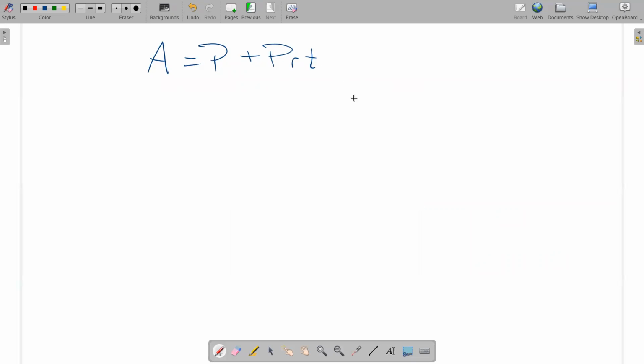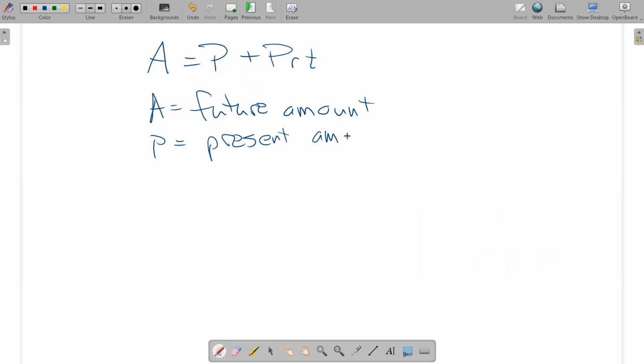So I just want to play with this formula a little bit and explain what it means. So A here is a future amount. And we'll see how this gets to factoring in just a second. P is present amount. R is the simple interest rate as a decimal.